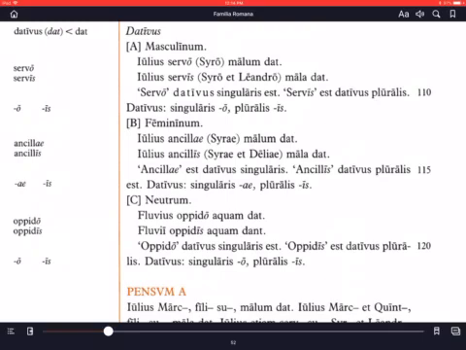Singularis o, pluralis is. So for masculine nouns that you know right now, these are second declension masculine nouns. We'll learn more about that later. You get an O dative singular and an IS dative plural ending.